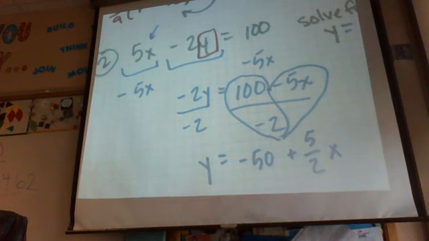So that's pretty much it. That's what you're doing. You're going to solve for different variables and see how it goes. It's a pretty sweet deal. You're just going to move variables around.